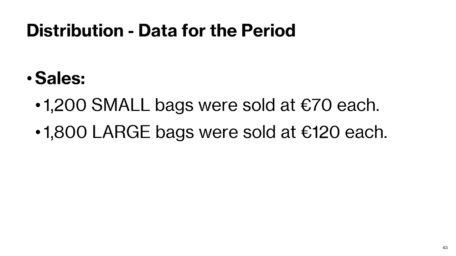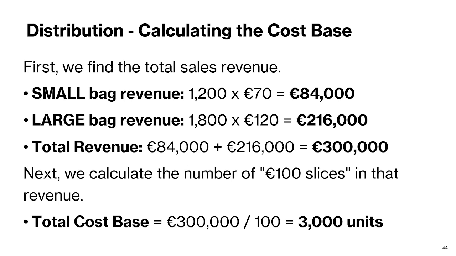First, we have to calculate how many bags were sold. So we have 3,000 units. A bag was sold at a different price for the small and the large. So now we calculate the total sales revenue of the small and of the large, and we have a total revenue of 300,000 euro.